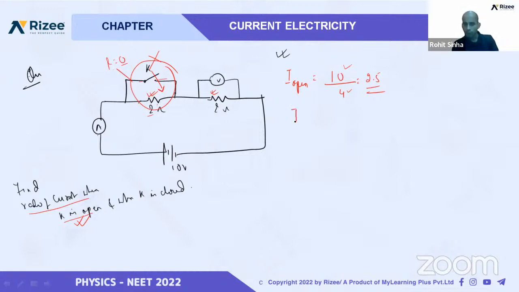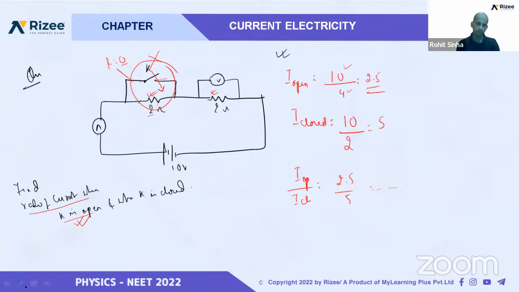Now I closed. In closed condition, I will be total value of voltage by total resistance. Resistance value will be 2 only. We will get 5. Now ratio of I open by I closed will be 2.5 by 5, and you can solve the answer from here. Any problem? I think I should explain again.